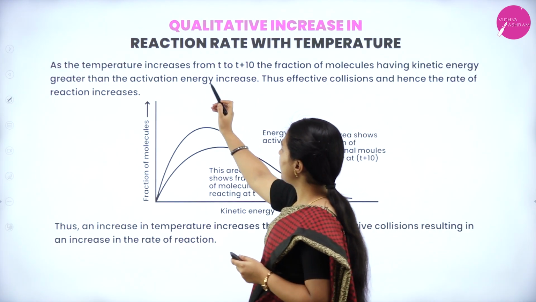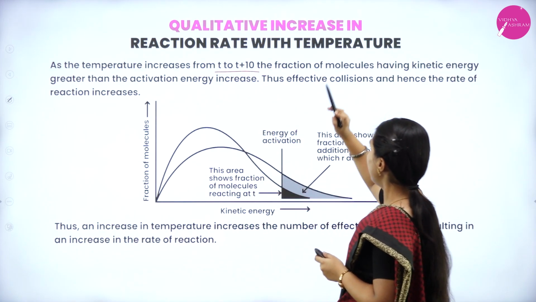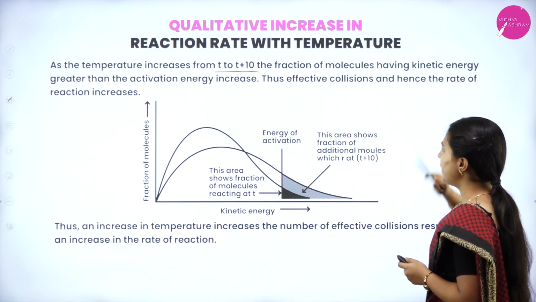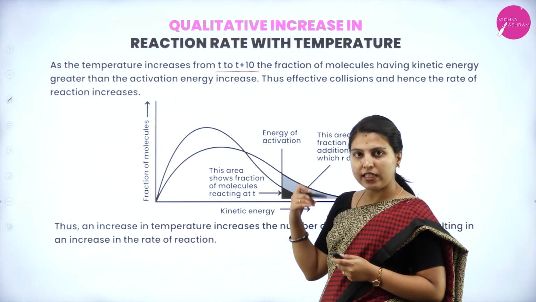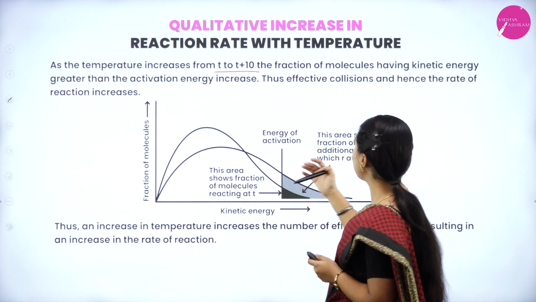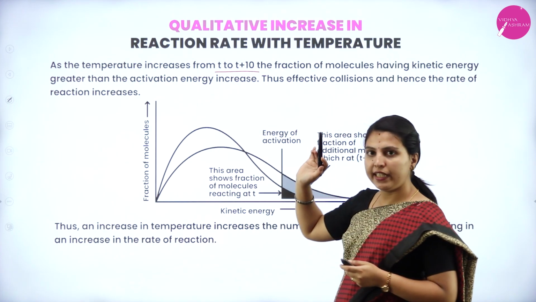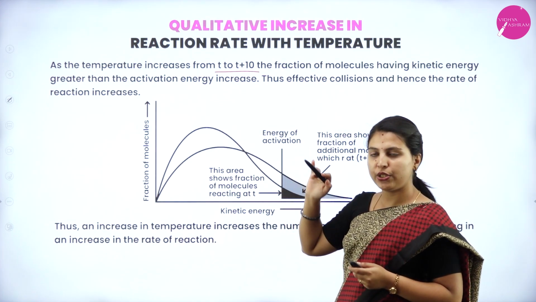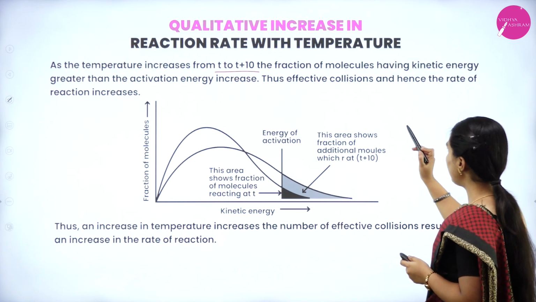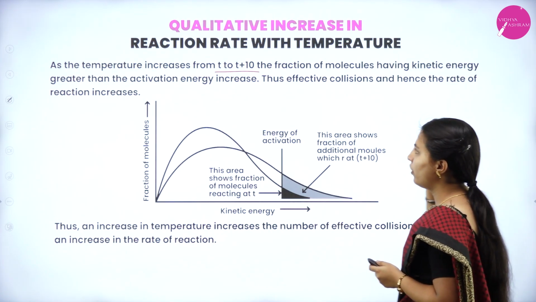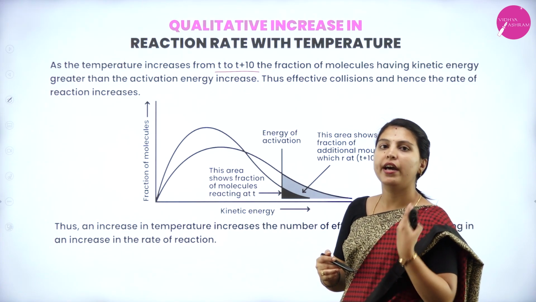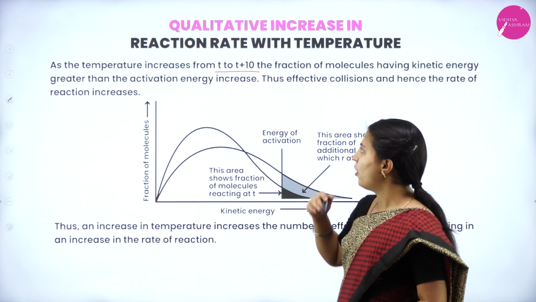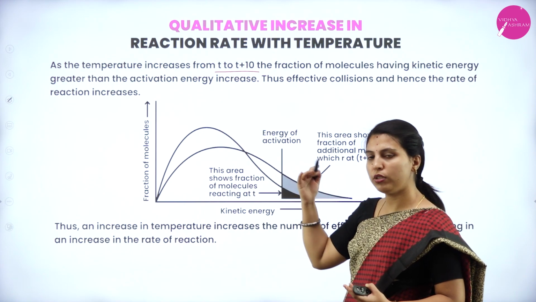As the temperature increases from T to T plus 10, the fraction of molecules having kinetic energy greater than the activation energy increases. Thus effective collisions increase, and hence the rate of reaction increases. Effective collisions and the rate of reaction both increase when the temperature increases from T to T plus 10.